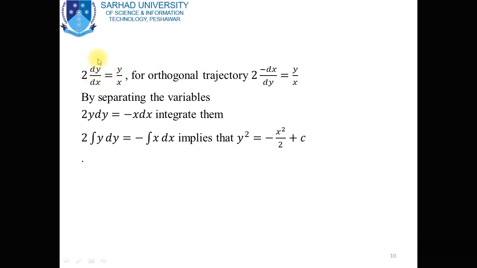For the differential equation of the orthogonal trajectory, replace this dy by dx by minus dx by dy. We obtain minus 2 dx by dy is equal to y by x. Now for the separation of variables, we can write 2y dy is equal to minus x dx. Taking integration, the integration of y is y square divided by 2, and the integration of x is x square divided by 2 plus c, and this is the required equation of the orthogonal trajectory.